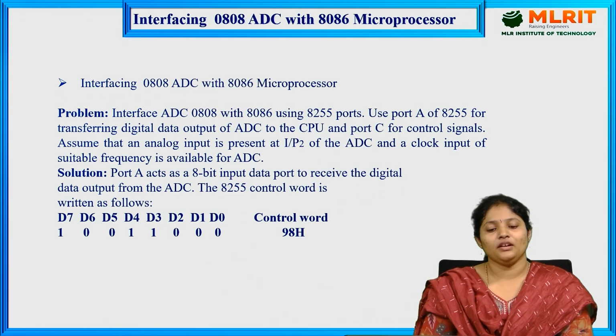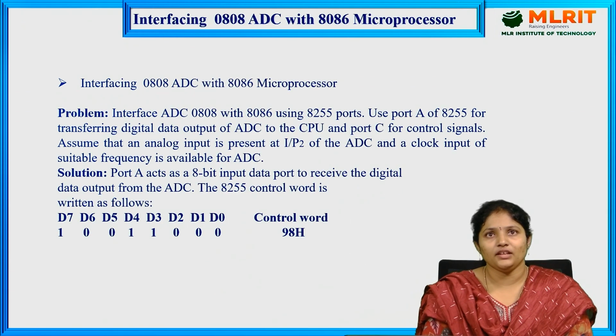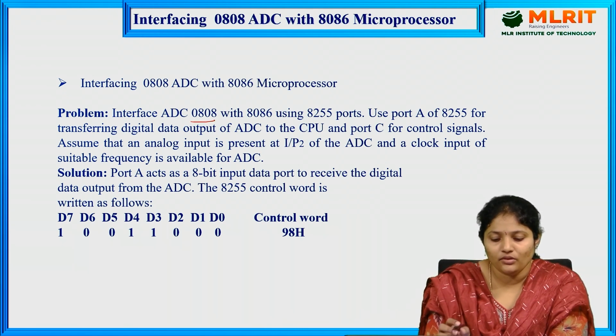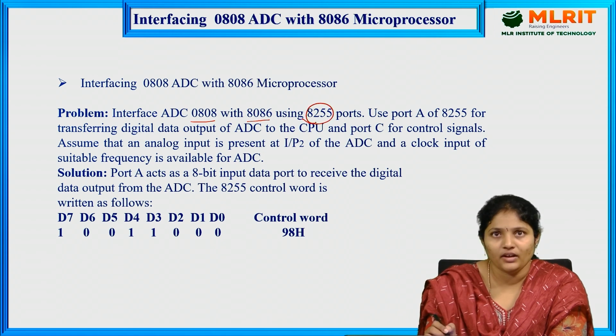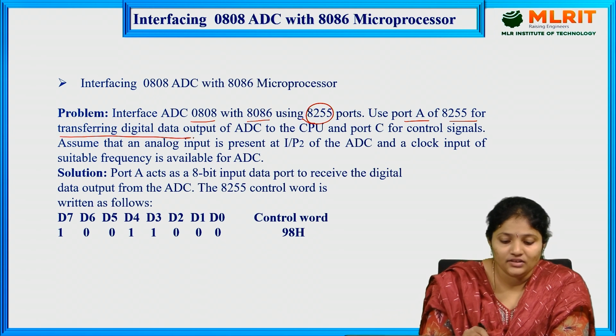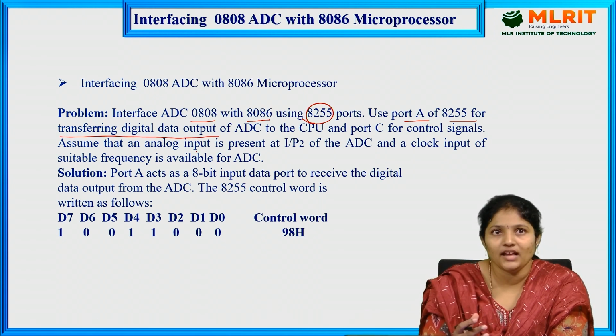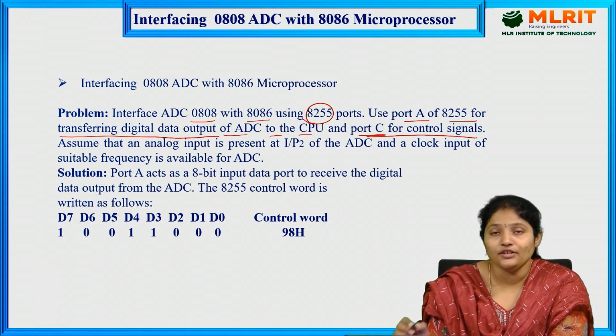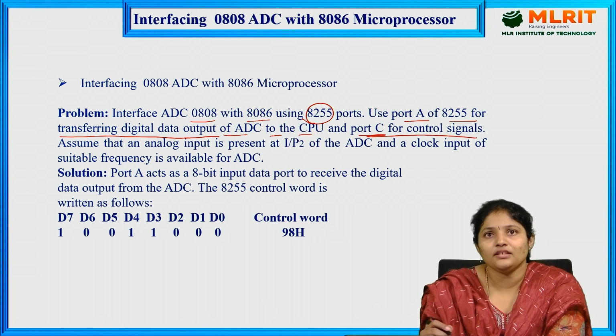Now coming to the interfacing of the 0808 ADC with the 8086 microprocessor. There is one problem: interface ADC 0808 with 8086 using 8255 ports. Use port A for transferring digital data. So it is used as the output port of the ADC to the CPU, and port C is for control signals.